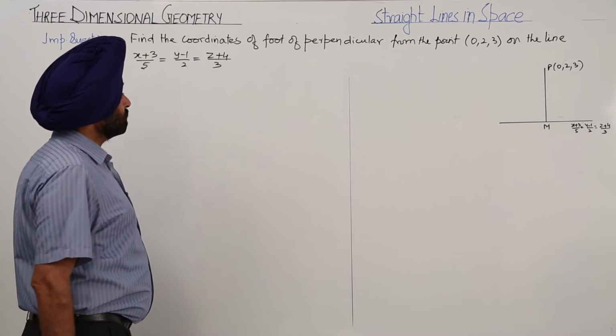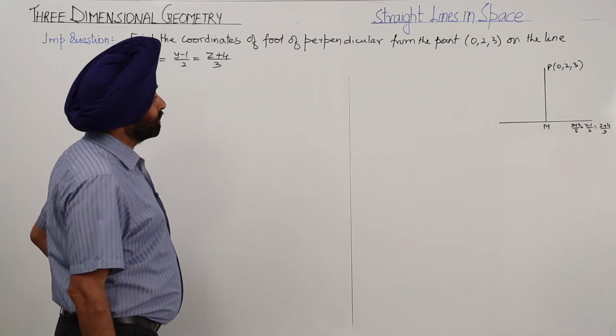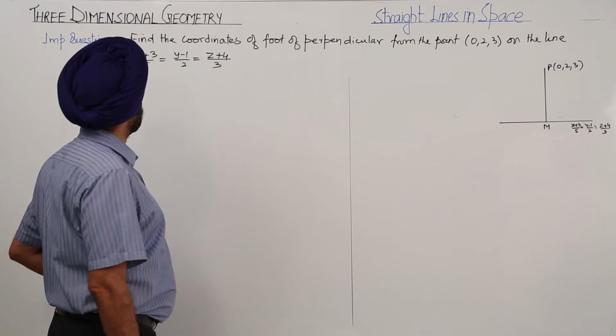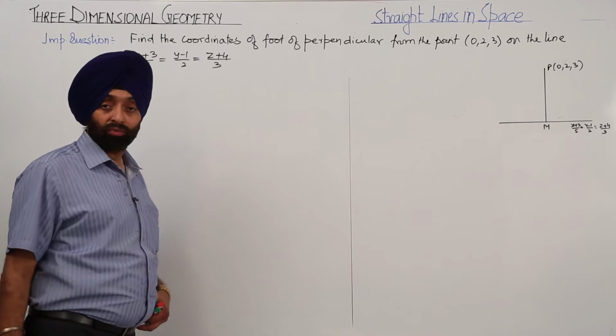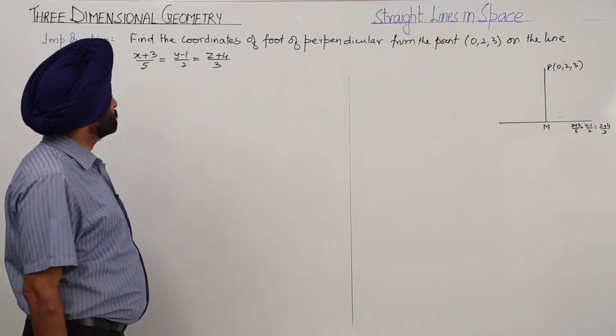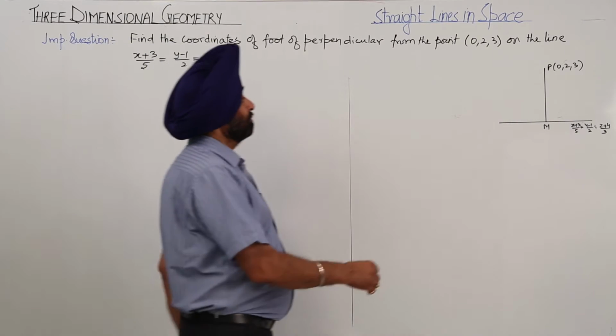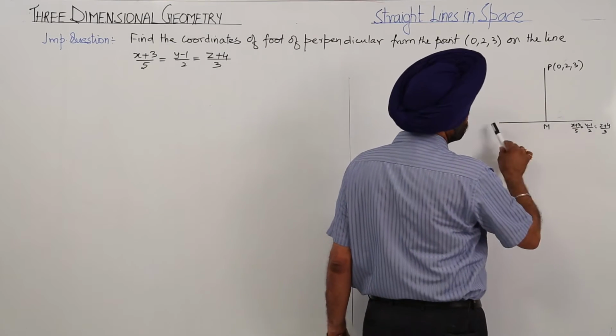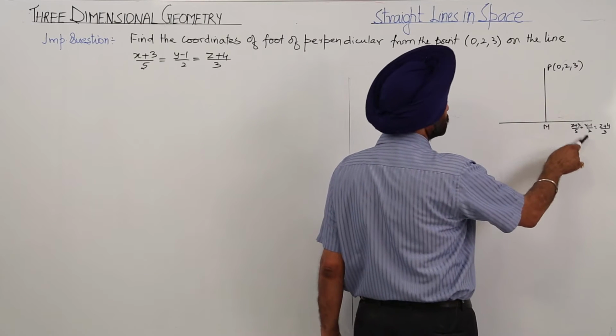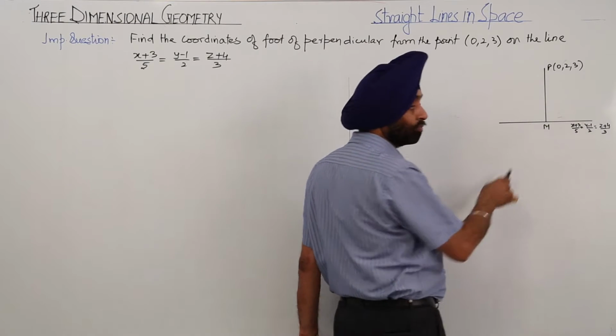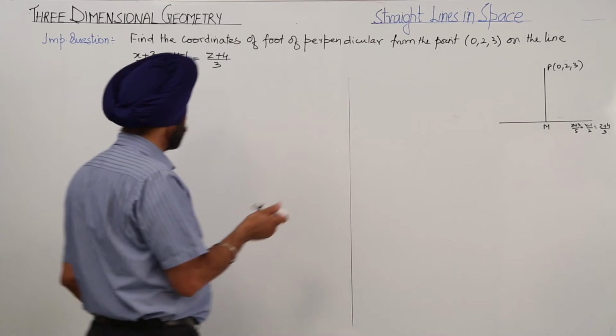Find the coordinates of the foot of the perpendicular from the point (0, 2, 3) on the line (x + 3)/5 = (y − 1)/2 = (z + 4)/3. Now, this is a point P, this is a line, the equation of the line is this one, and we have to find the coordinates of point M, the foot of the perpendicular.